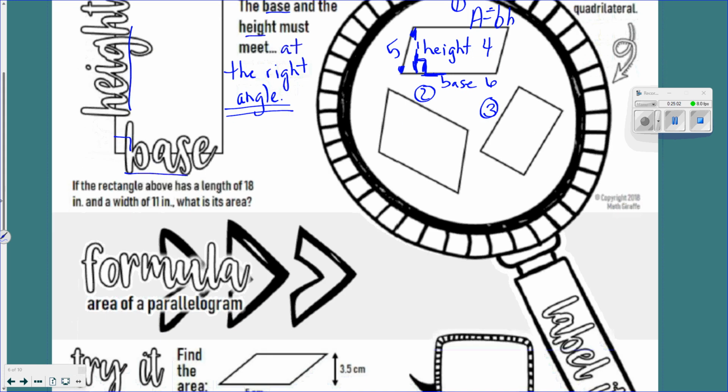Okay, number 2. Is it a regular shape? No. Why not? Because it's lopsided, right? A really weird angle. What don't you see? The magic box. So the first thing I have to do is draw in that perpendicular line from the box. Once I have the magic box, then you should be able to find your base.